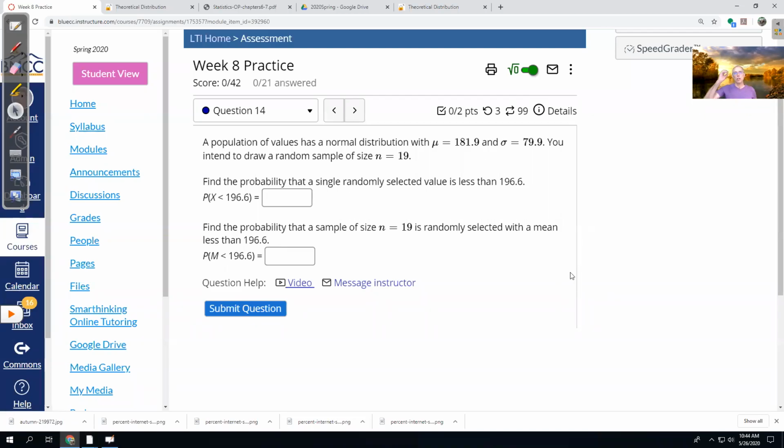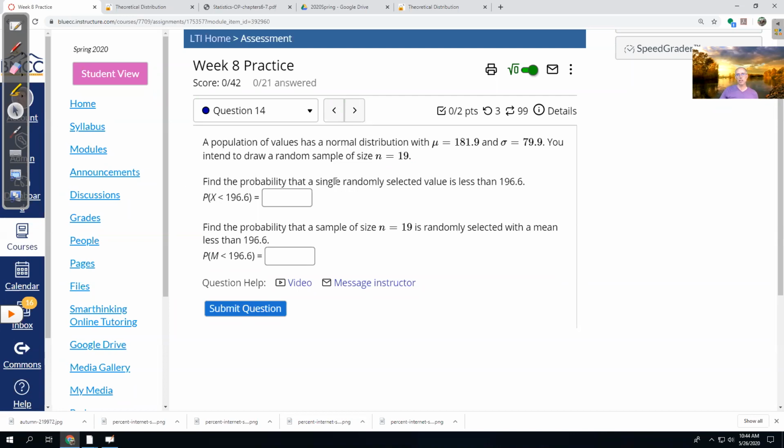All right, so here we have a population that has a normal distribution. The mean is 181.9. The standard deviation of the population is 79.9. You intend to draw a random sample of size n equals 19. So right away, a flag goes off in my head and it says, oh, I have a group of people here. So that means I'm probably going to need the central limit theorem. Okay. So then I go on and read what they're asking of me.